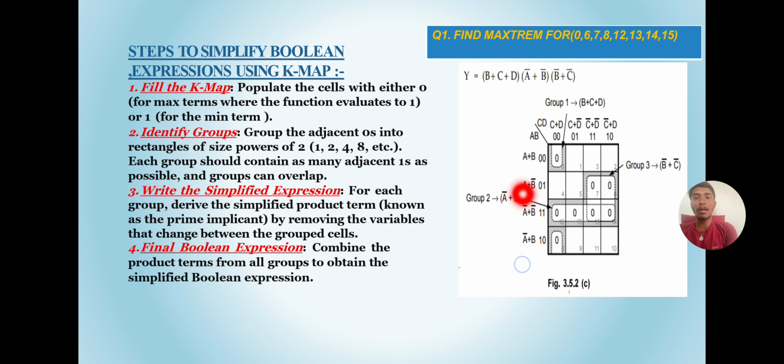Then we have group 3. Here group 3 is represented as a bar, a d bar plus a bar b bar. Then we have c bar d bar plus c bar plus d. So this is the representation of the locations of these cells.